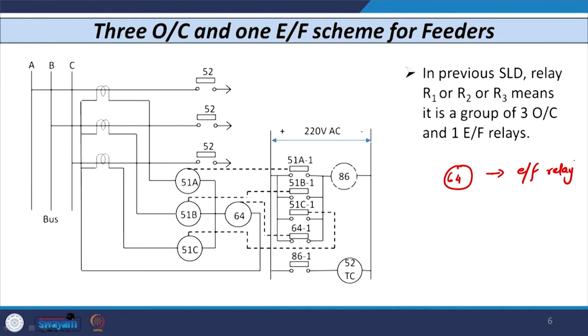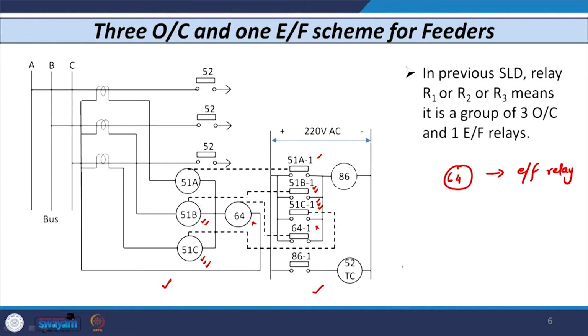So, here we have a power circuit and we do have a control circuit like this. The 51A unit has its contact 51A1, the 51B unit has its contact, that is 51B1, and similarly the 51C unit has its contact, that is 51C1. In the same way we have a 64 relay. The 64 relay has its contact, that is 64-1, and we have an 86, that is the auxiliary relay coil, and its contact is 86-1, and then we have a 52 TC, that is the trip coil of the circuit breaker.